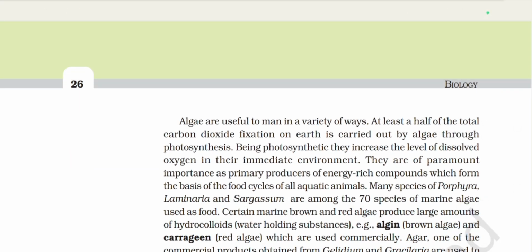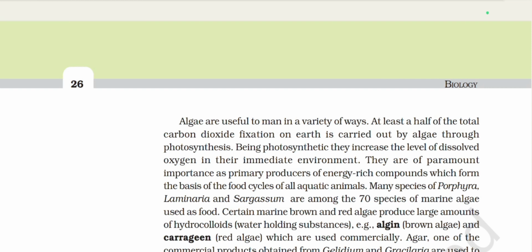Algae are useful to man in a variety of ways. At least half of the total carbon dioxide fixation on Earth is carried out by algae through photosynthesis. Being photosynthetic, they increase the level of dissolved oxygen in their immediate environment. They are of paramount importance as primary producers of energy-rich compounds which form the basis of the food cycle of all aquatic animals. Many species of Porphyra, Laminaria, and Sargassum are among the 70 species of marine algae used as food.